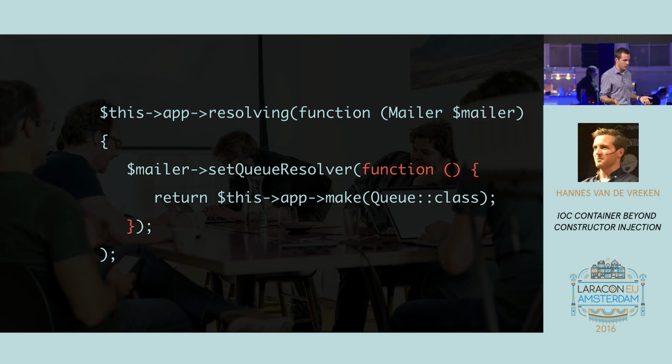you don't use the queuing feature, but the queue class is also never resolved from the IOC container, so it's lazy loaded. So it's a soft dependency that you only need in some cases. But when the mailer actually is being called with mail queue, then it needs a queuer object. So then it will call this queue resolver function, which will return a queue class.